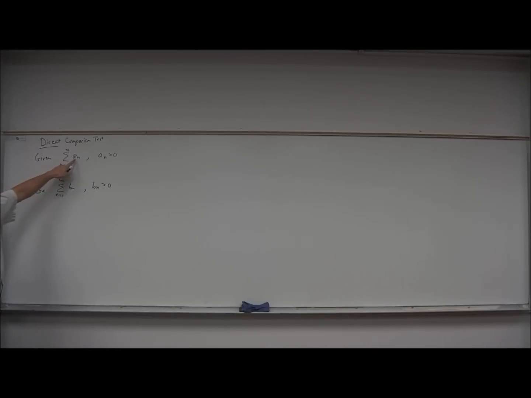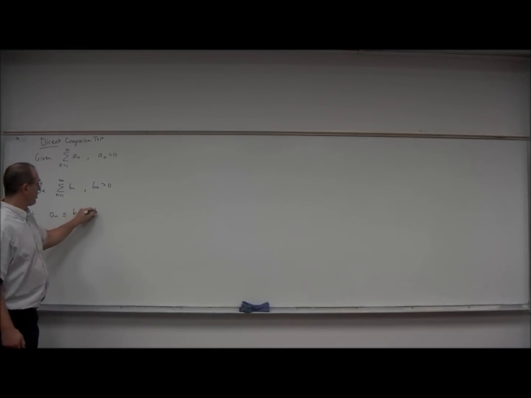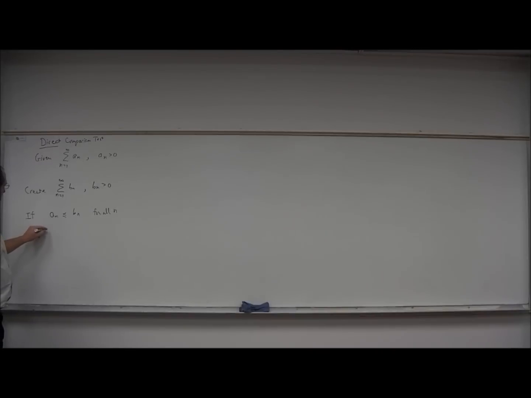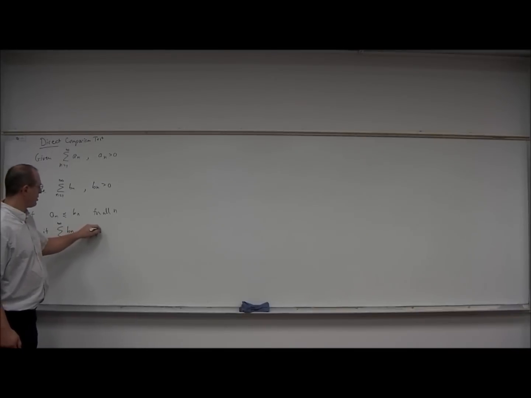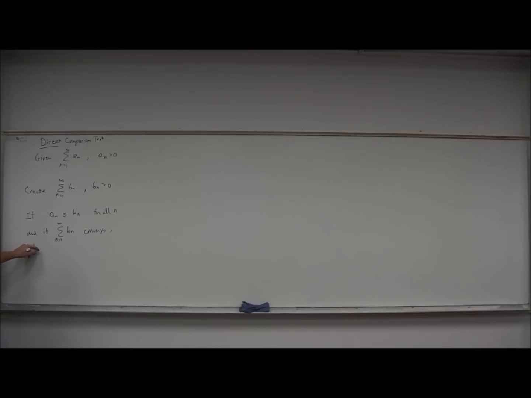So we're going to say that either AN is less than BN or AN is greater than BN. If AN is less than BN, or actually less than or equal is good enough for all n, and if the summation of Bn, the series that we created, converges, then the summation of AN converges also.